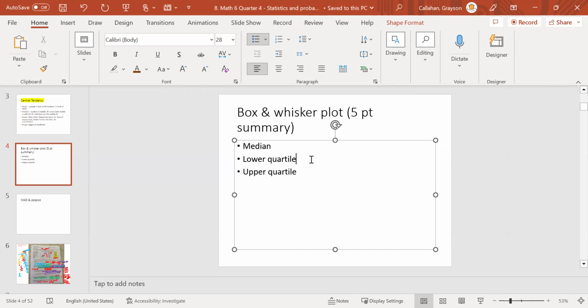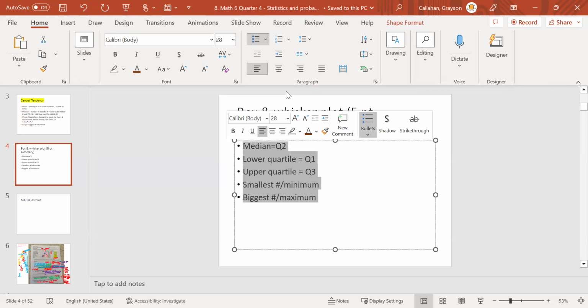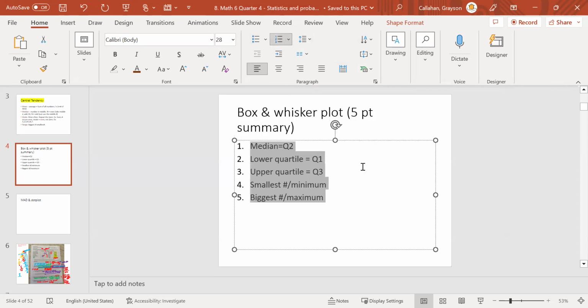So a lot of times they will call it Q1 for lower quartile, median for Q2, upper quartile will be Q3. Do you see that? Smallest number will be the minimum, right? And the biggest number, which is the maximum. Those are the 5 points. Do you understand? Okay, so then which 3 makes the box?